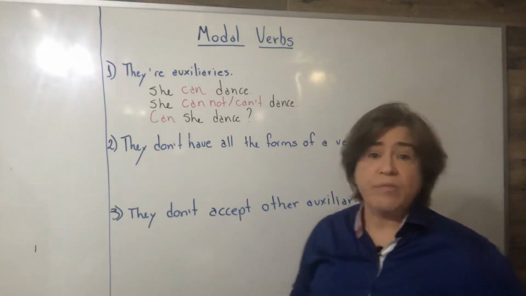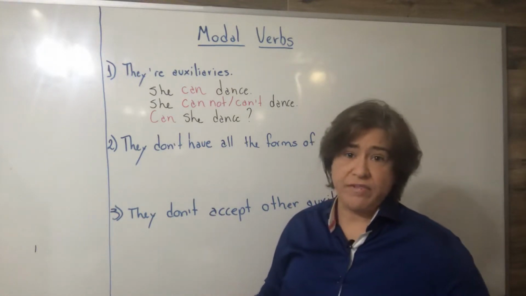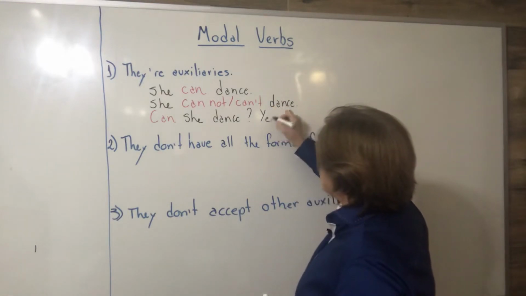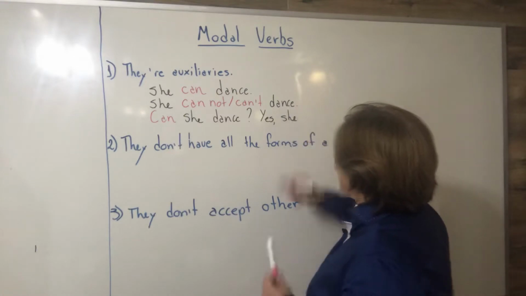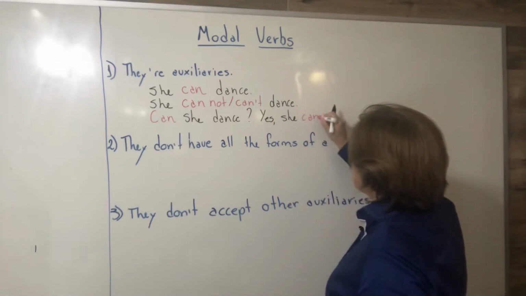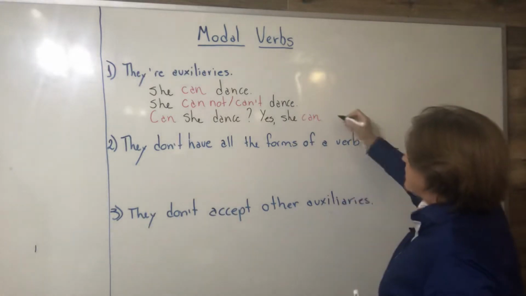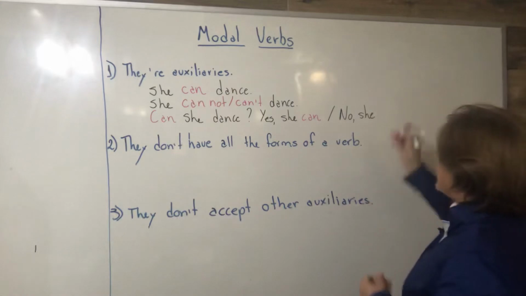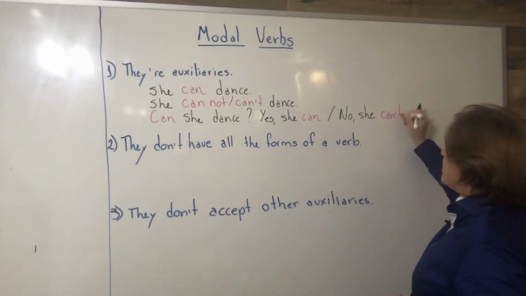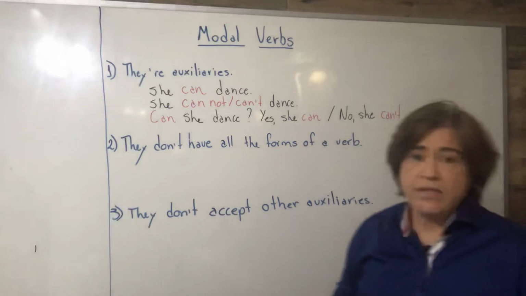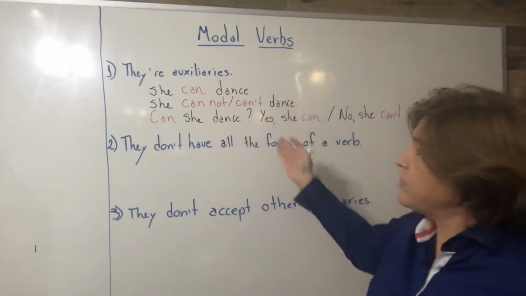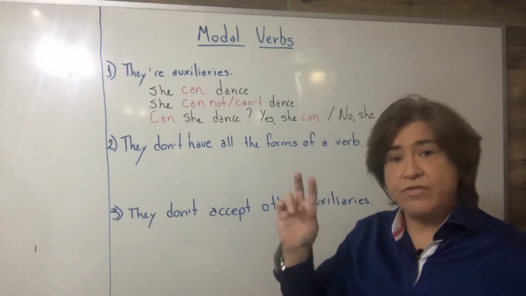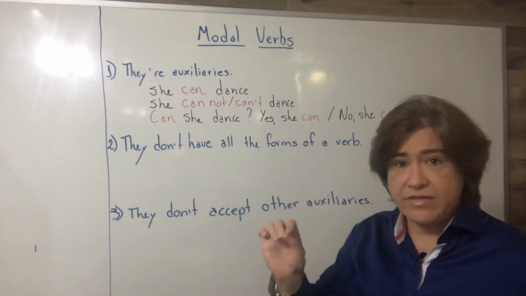And now we are able to give short answers, affirmative or negative. We can say, yes, she can. Or if you want a negative, no, she can't or cannot. So modal verbs are able to assume all the possibilities of auxiliaries, and you are never allowed to have two auxiliaries in the same sentence, okay?